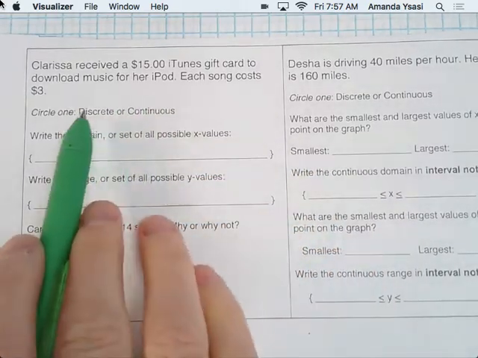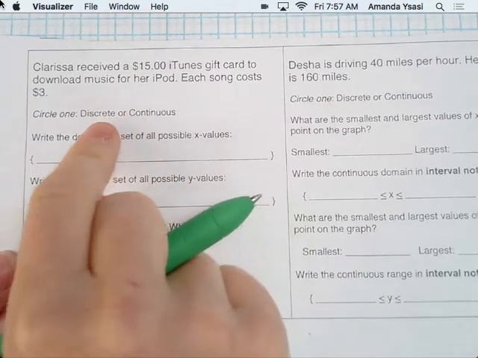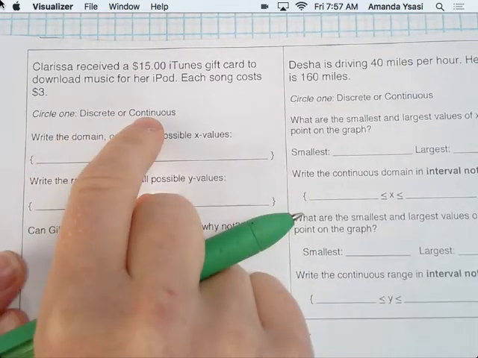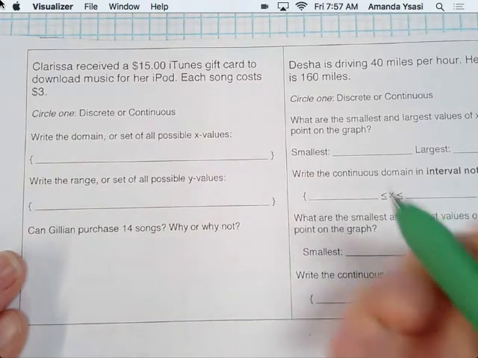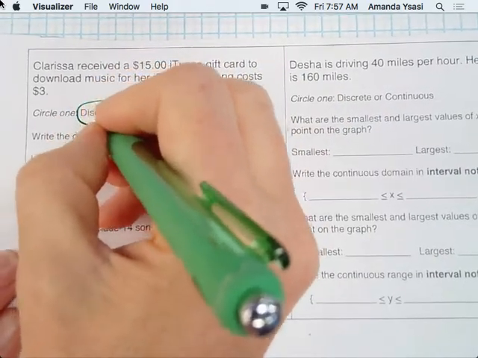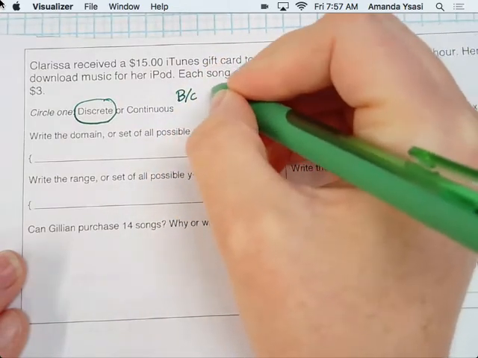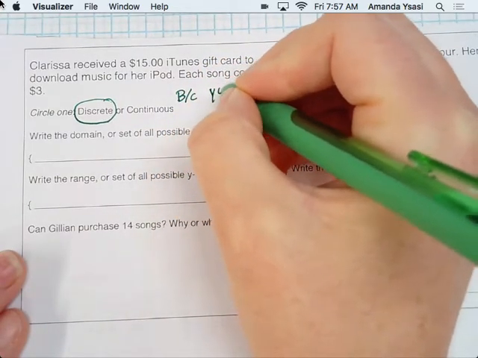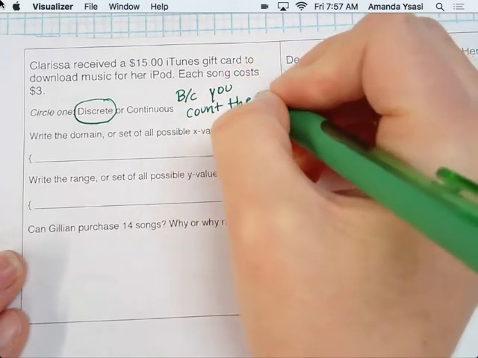So will this be discrete or continuous? Remember, discrete is counting things. Continuous is more like measuring things. Discrete. Because we are counting, so I'm going to put because you count the number of songs.